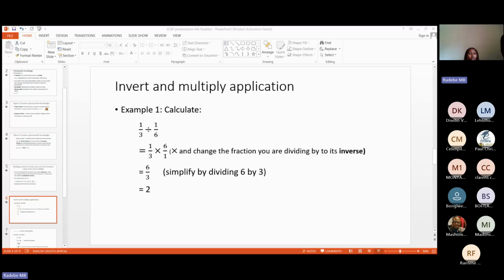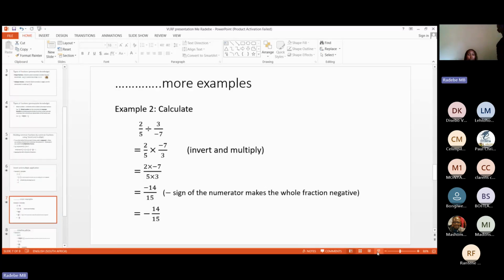Now, moving on to more examples. Let's move to example number 2. Here we've got 2/5 divided by -3/7. Now here there's something different. The numerator in this case is negative. What we must do, we'll sort out later.